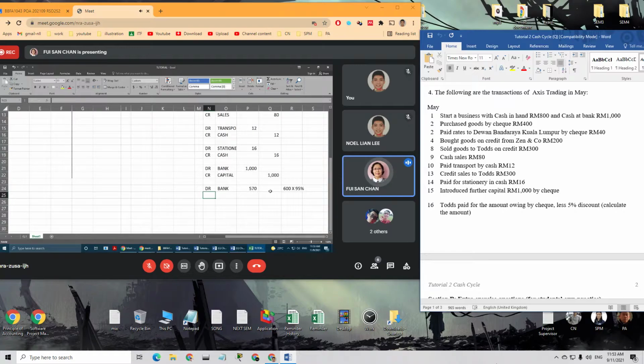Now, debit bank. What else do we debit? Debit the discount allowed. Okay, good. So discount allowed will be 30. If you want to calculate, it's 600 times 5%. Okay, and what do we credit?